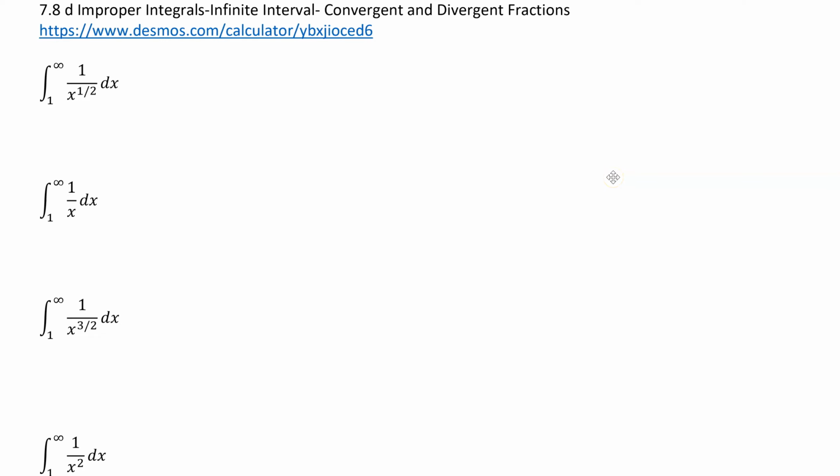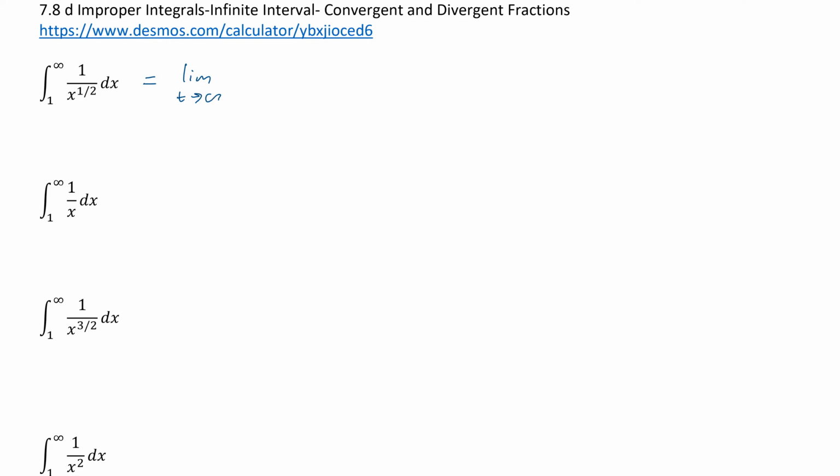All right, so we're going to be looking now at convergent and divergent fractions. So how do you know, just by looking at it, if it's going to be convergent or divergent? So we're going to do a few examples, and then I will tell you how you can tell if you don't figure it out before I do. All right, so we're going to do a few, and then everything should work.